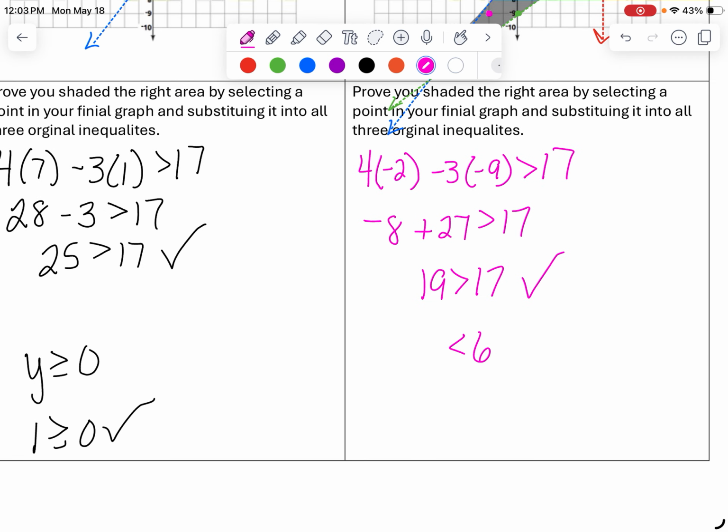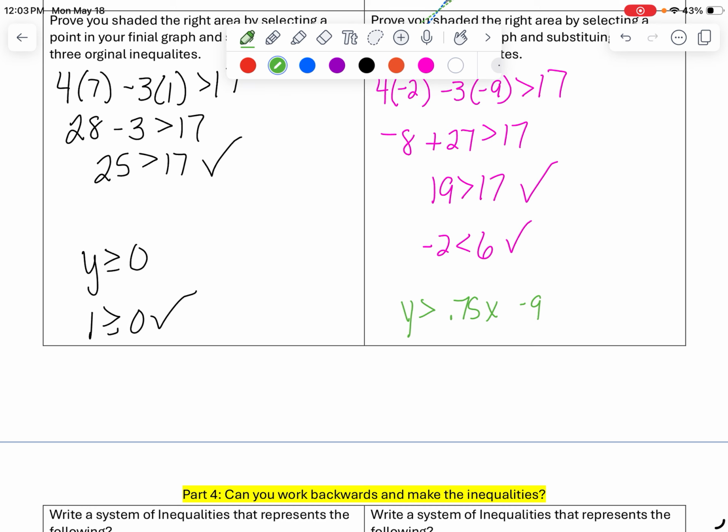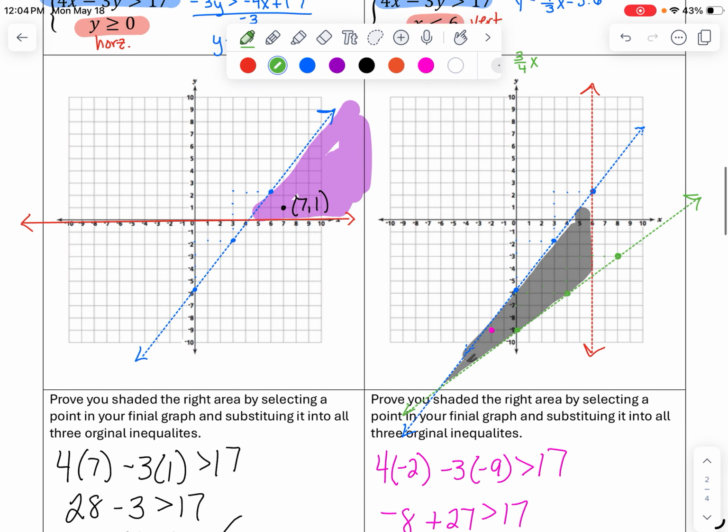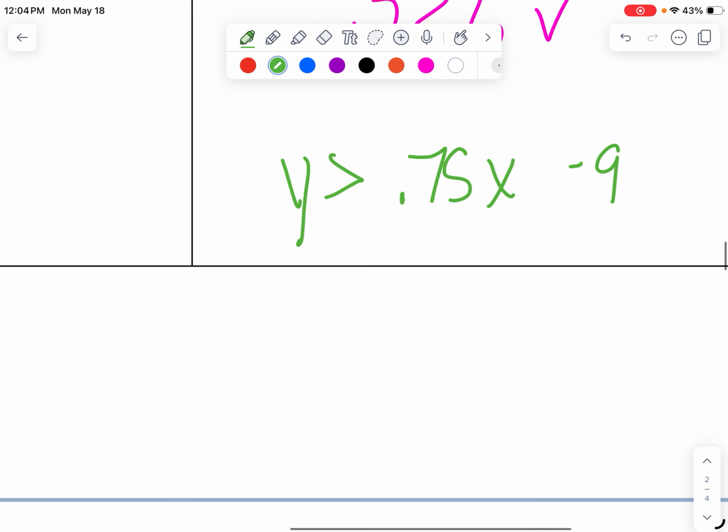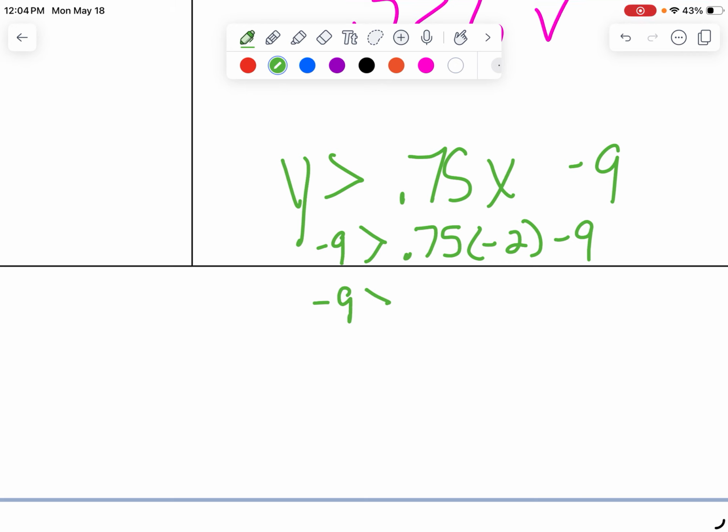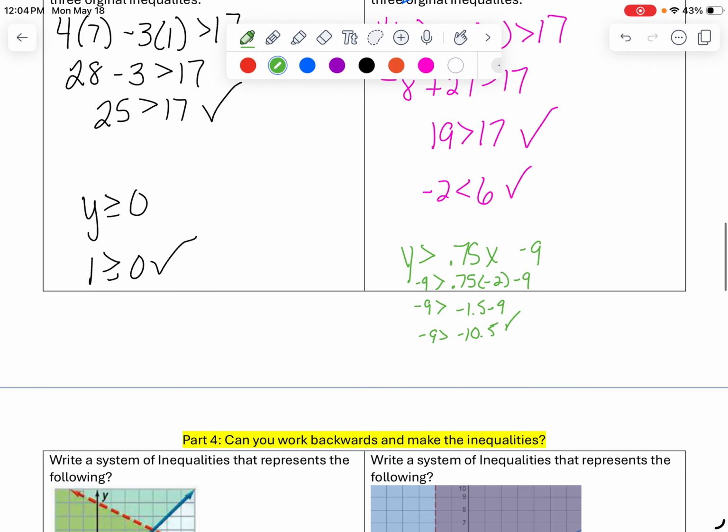And now what was my last one? Green. So it's y is greater than 0.75x minus 9. And what point did I pick? I picked -2 and -9. So I picked -2 and I picked -9. -9 is greater than -1.5 minus 9, and -9 is greater than -10.5. Yay, that's true, which means I shaded in the right area.